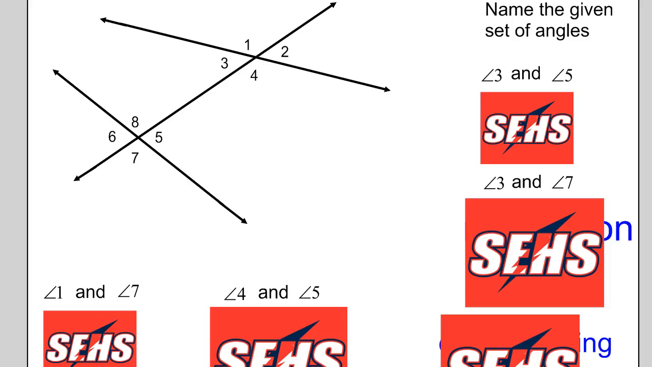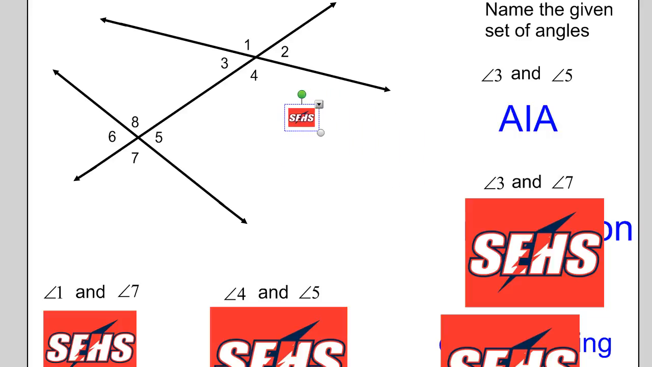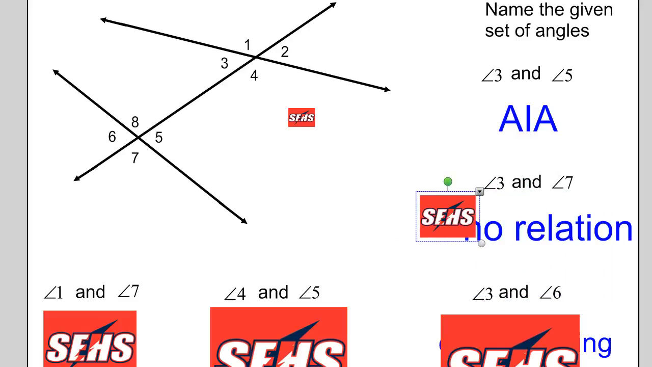All right, I'd like you to sketch this, and I want you to name the given set of angles. So pause this, get it sketched, write down angle 3 and angle 5, and what is their relationship? So pause it, come back when you're ready. Angles 3 and 5 are alternate interior angles. Okay? Go ahead and take a stab at angle 3 and angle 7. I hope you say they have no relation, because one's interior, one's exterior, so there's no relation there.